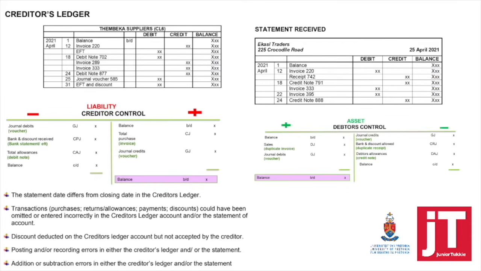Now, before we proceed with the activity, basics to remember. If it appears on the statement and it does not appear in our creditor's ledger, it means we need to update our books, our creditor's ledger. If it appears in the creditor's ledger, but it does not appear on the statement, we need to take it to the creditor's reconciliation statement. If we made a mistake in the creditor's ledger, it means we need to correct it in the creditor's ledger. But if they made a mistake on the statement that we've received, we need to take it to the creditor's reconciliation statement.